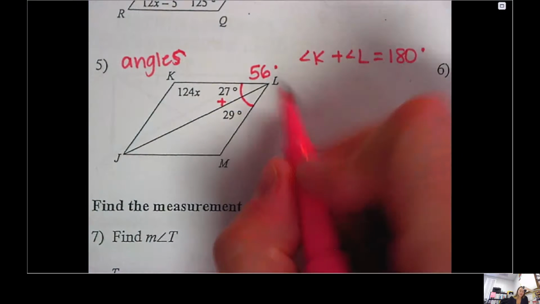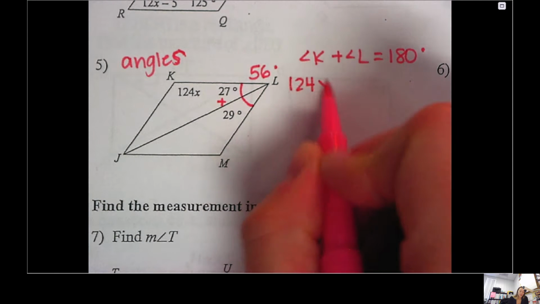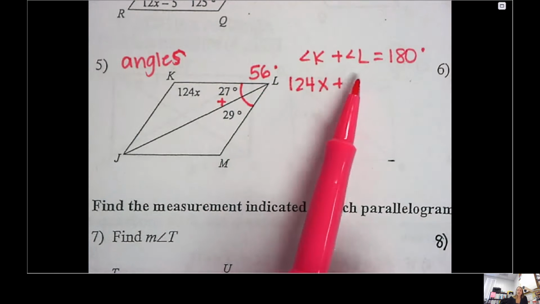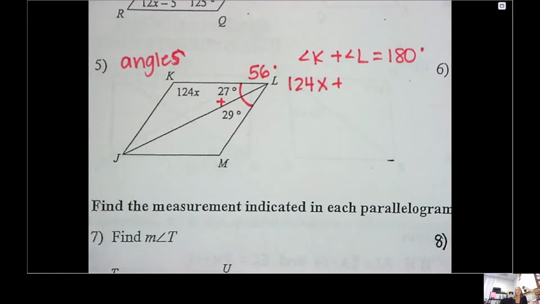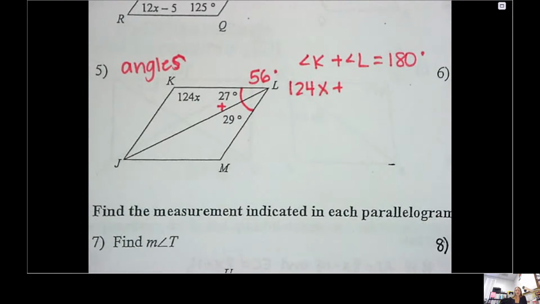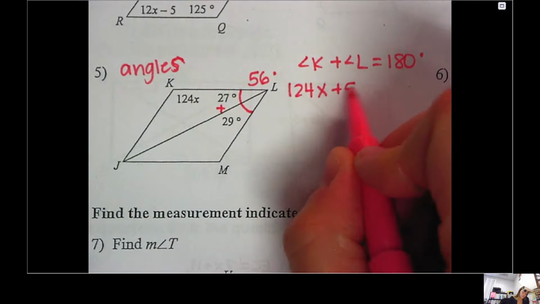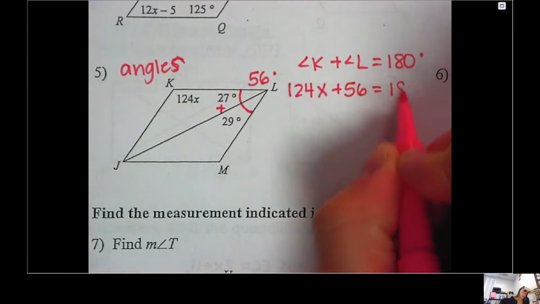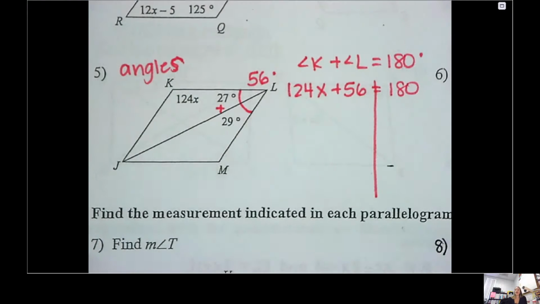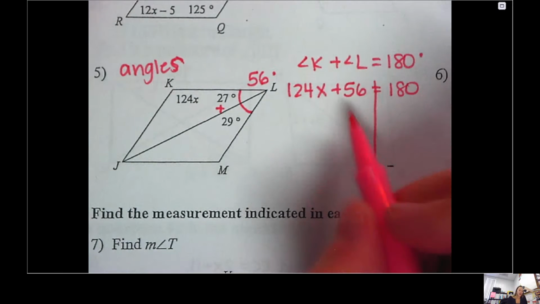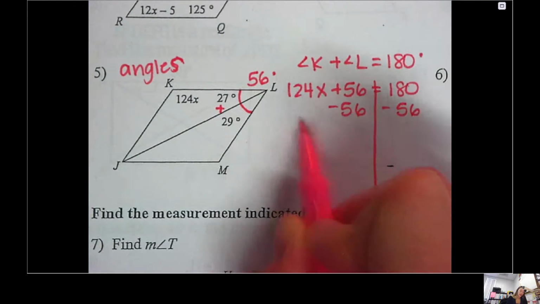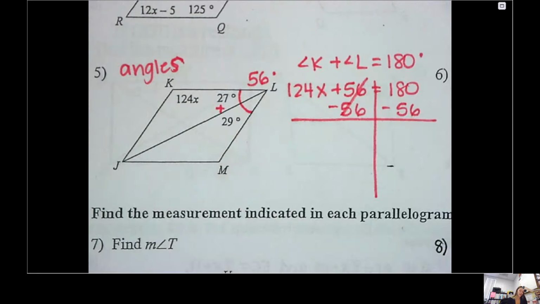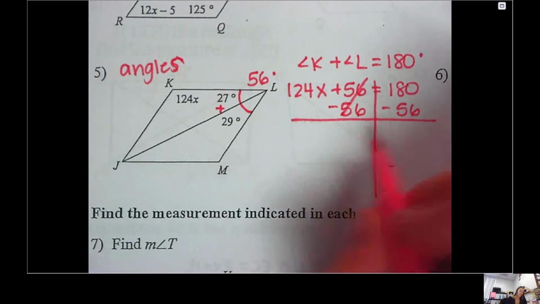So you've got some choices. You can write 56 here, or you could write 27 plus 29, just one extra step. Okay, but then it's just some straight algebra again. So I'm going to subtract 56. I get 124.